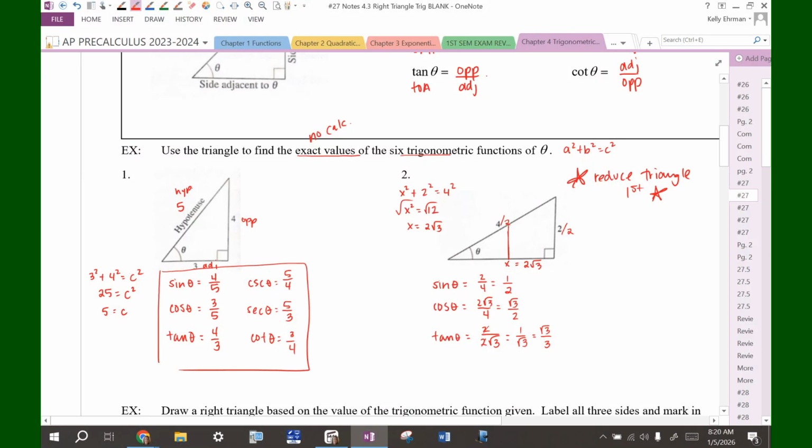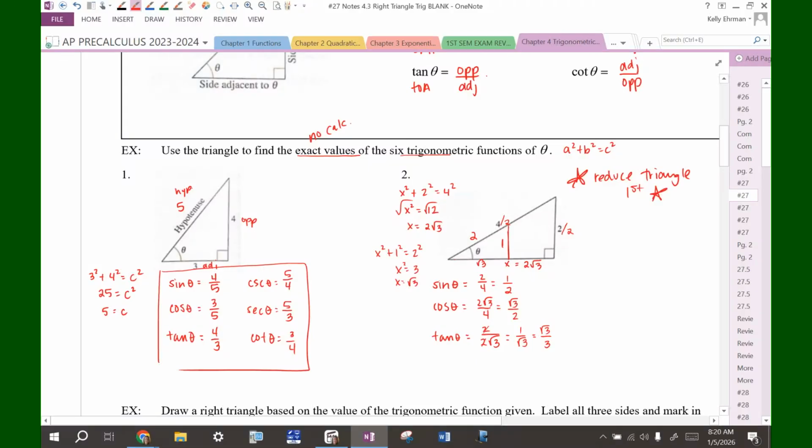So here's my smaller triangle. The hypotenuse is only 2. The opposite leg is only 1. And then I have smaller math to do to figure out this third side. So x squared plus 1 squared equals 2 squared. 4 minus 1 is 3. So x equals radical 3.